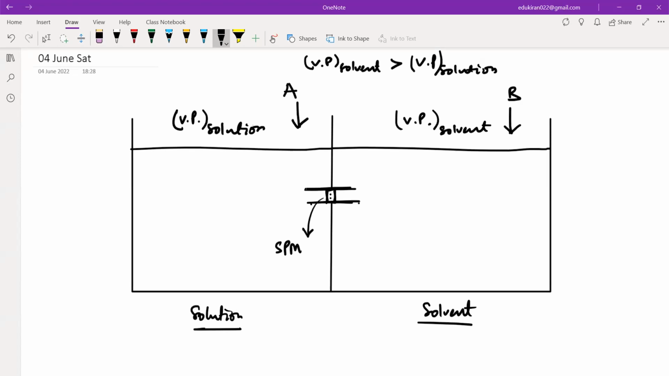If I want to make solution and solvent equal, what do you think? A, right? So we will apply some pressure on A in order to make it equal. And that pressure is known as the osmotic pressure. This pi here, that is the osmotic pressure. Is that clear, yes or no?